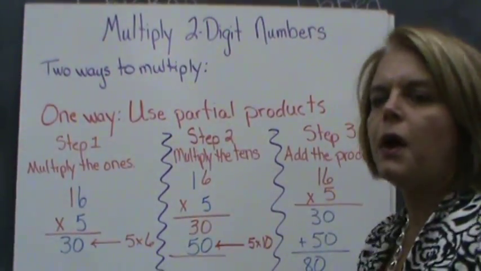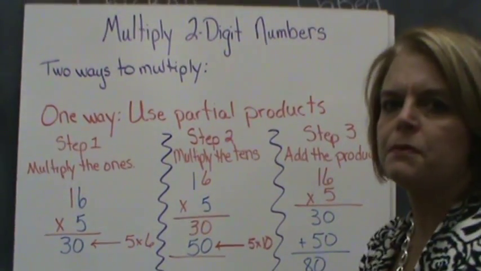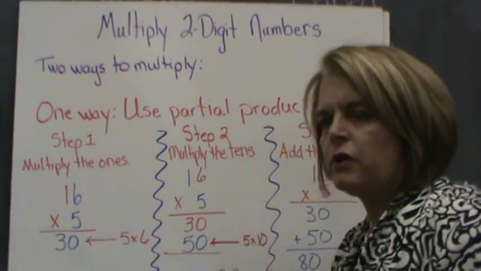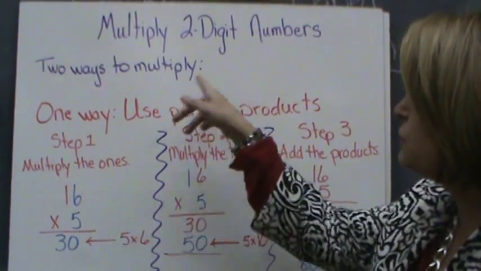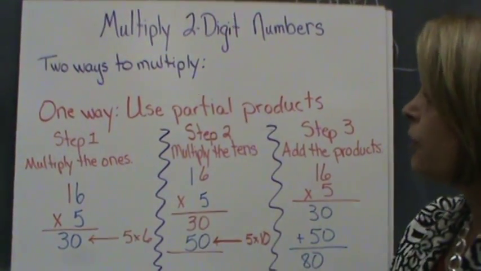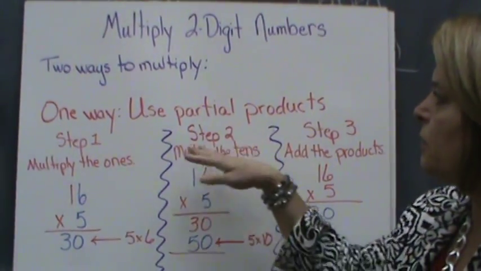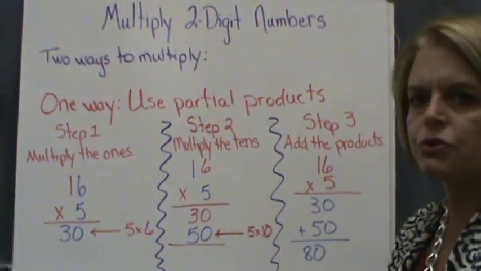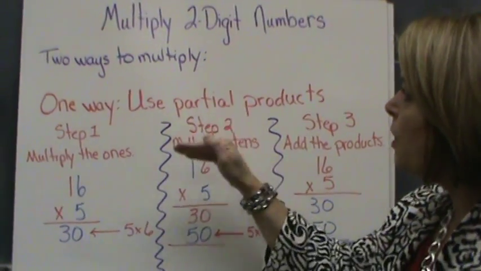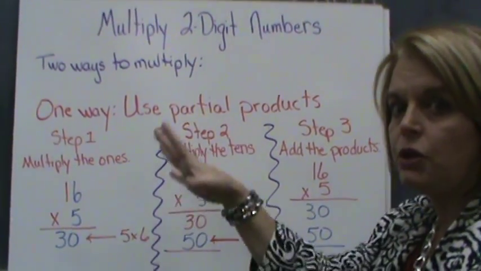This video is going to show you how to multiply two-digit numbers by a one-digit number. And there are a couple different ways to do this. Two ways to multiply. The first way to multiply a two-digit number by a single-digit number is called using a partial product. You're going to get part of the product and keep going until you get the whole product.